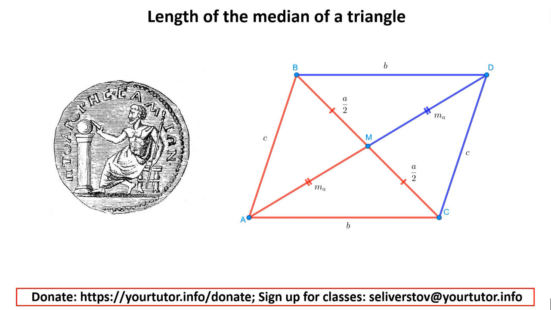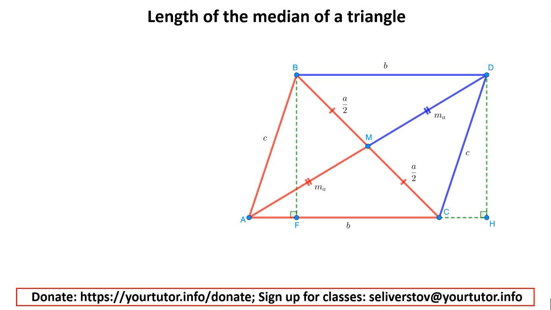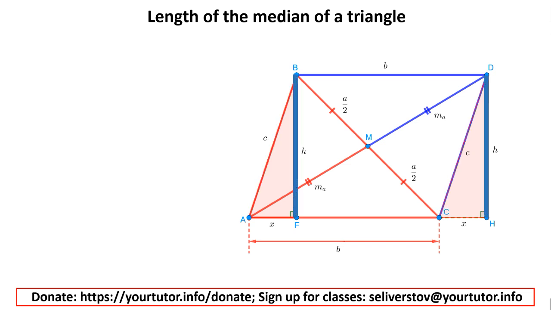Let's draw the heights of our parallelogram BF and DH. Let's name the lengths of these heights with the letter h. Let's move the letter B a little lower. And let's name the segments AF and CH as x. They will be the same because right triangles ABF and CDH are equal, because their hypotenuses AB and CD are equal, as well as their legs BF and DH.